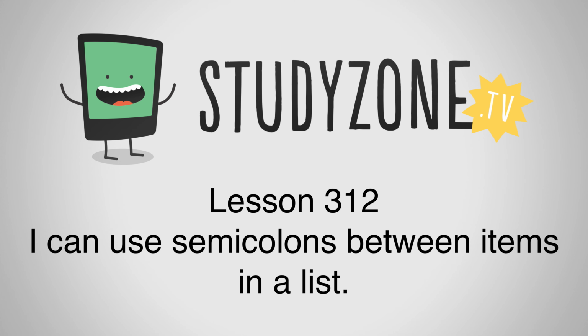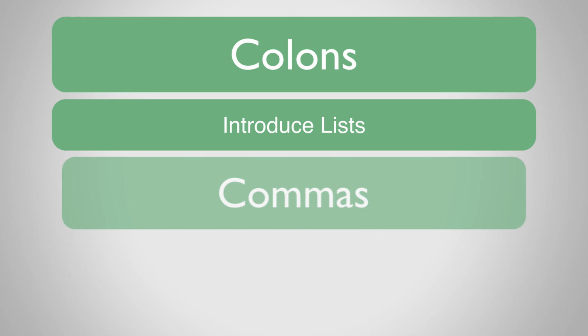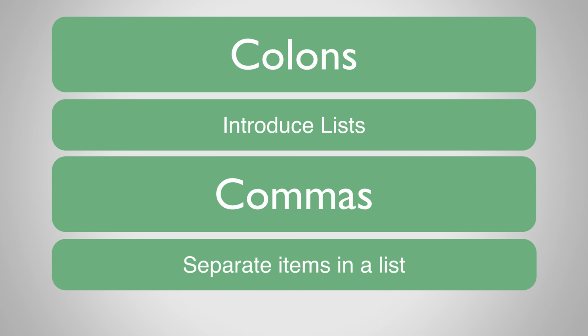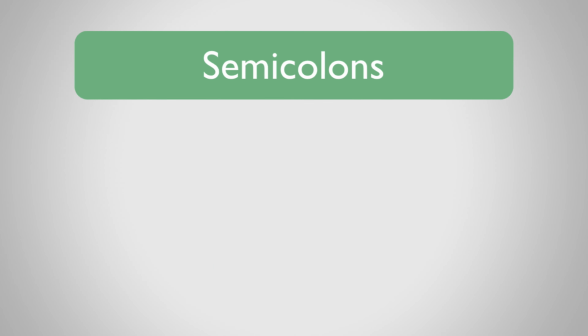We already know that colons can be used to introduce lists, and that commas are used to separate items in a list. But what if the items in the list contain commas? How would we make sure our list was still clear and still made sense? Well, this is one of the uses of semicolons.